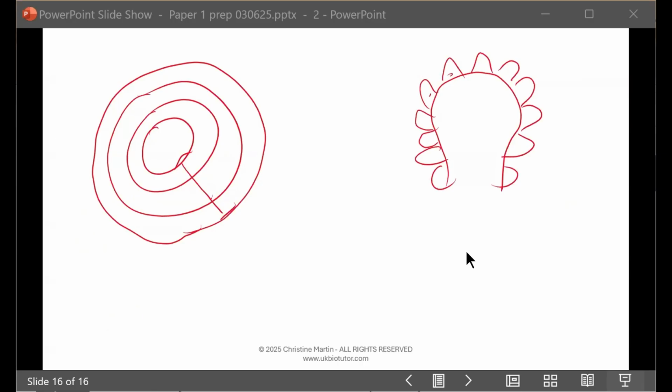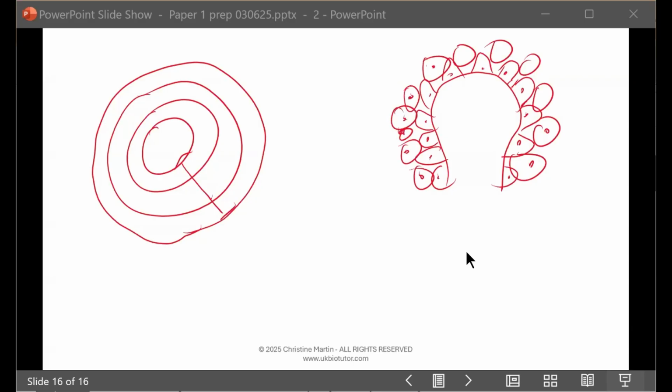These are my really dodgy cells. So you wouldn't have the layers like you would have in your blood vessels. You'd be looking for just lots of cells. Lots and lots of cells would be a way in which you would distinguish between the two.